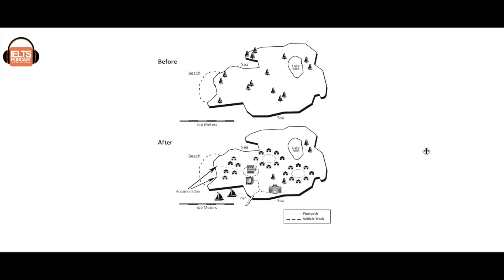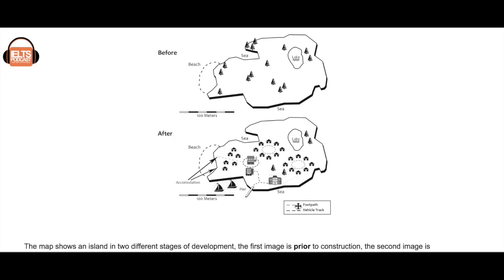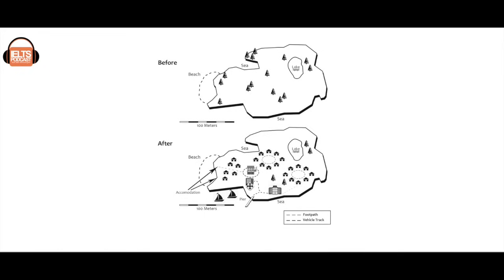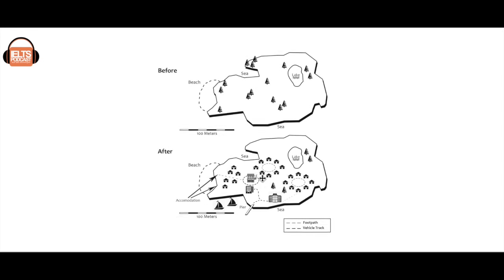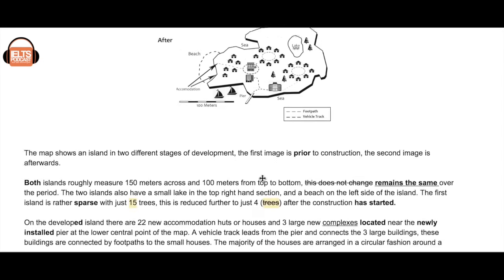So let's jump into it. Also, we've got this footpath, vehicle track, pier, what looks like hotels. Again, it's probably not a good idea to make assumptions. So instead of saying these are hotels, which would be adding information, we just say it's accommodation or buildings or complexes. Okay, let's jump right into it.